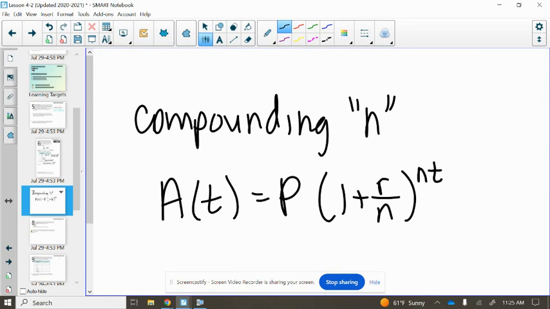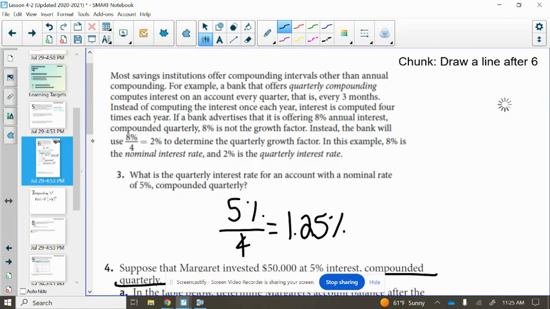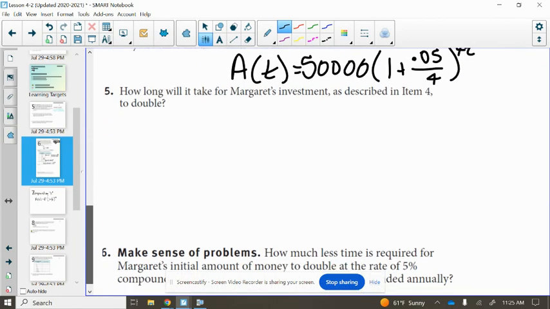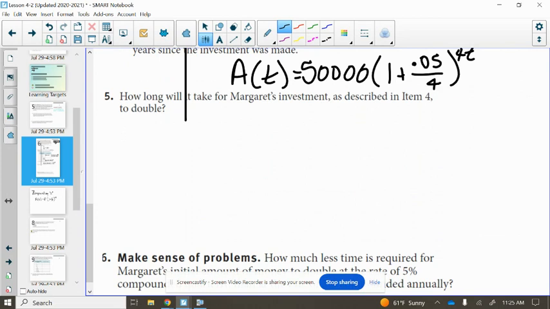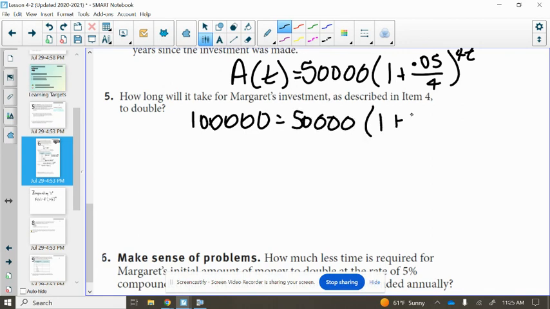And we can solve, if we go back to the Margaret problem, just like we did with the other problems, for instance option 5, where we want to think about doubling time. If we want to see how long it is going to take to make $100,000 this time, we started with the 50,000, and this time we have 1 plus 0.05 divided by 4, to the 4 times t. Start by dividing by the principal value, the 50,000. So we have 2, and we know inside here this becomes 1.0125 to the 4t.